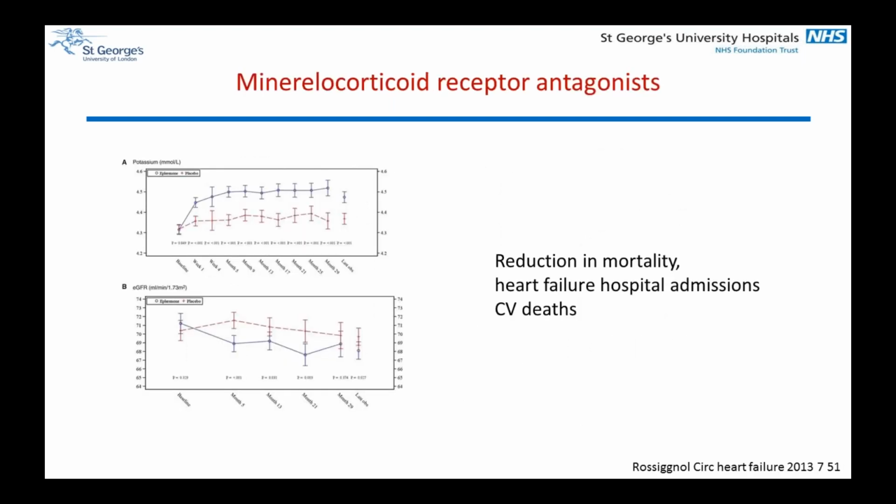Mineralocorticoid receptor antagonists. Now, this is the EPHESUS trial, which is eplerenone after heart failure and heart failure after myocardial infarction. What we should be aware of is that if you're going to use a mineralocorticoid receptor antagonist, the potassium will go up. This is the eplerenone arm. The potassium has gone up after starting compared to the placebo group, and the GFR will go down as compared to the placebo group. So, as you can see, the GFR goes down.